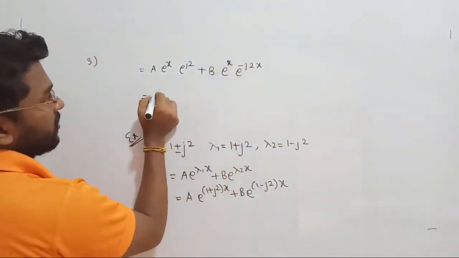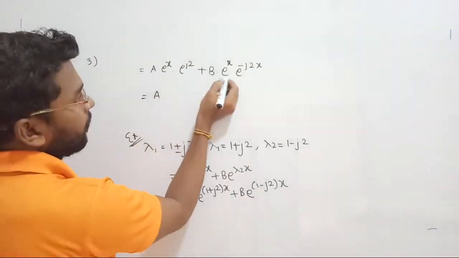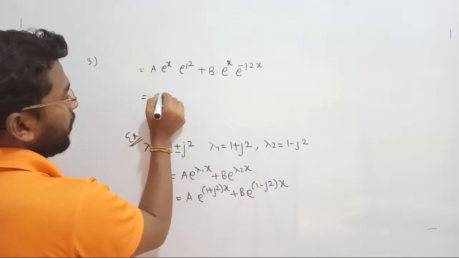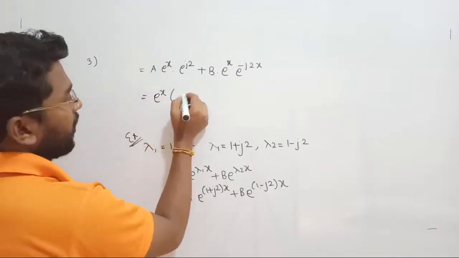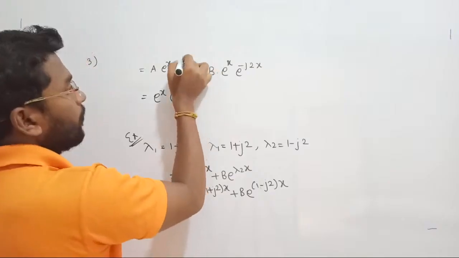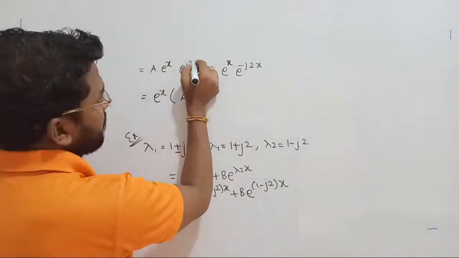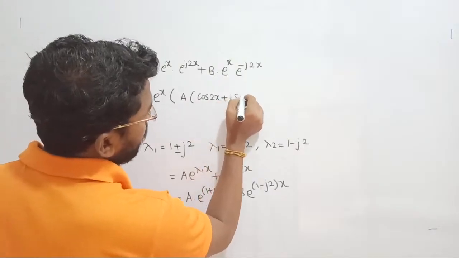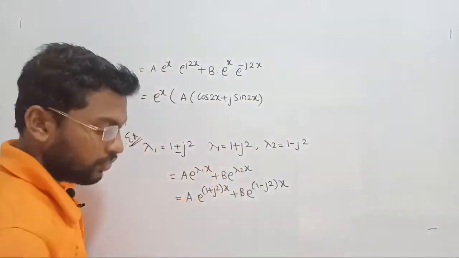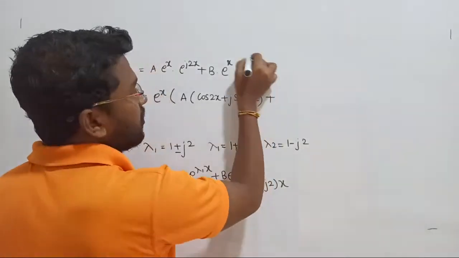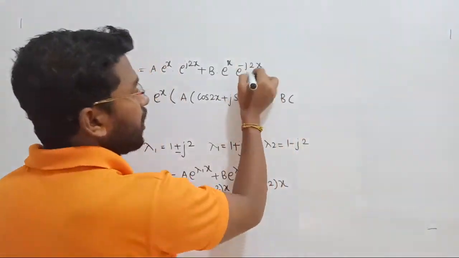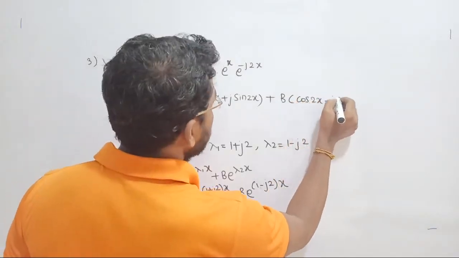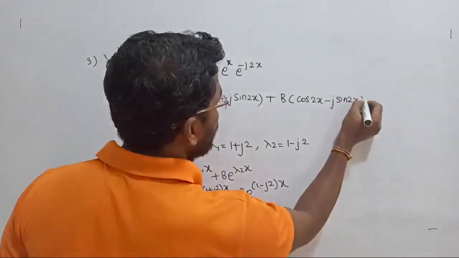Such that from this, you can take a into e power x common, வெளில எடுத்துக்கலாமா? See there, it is common for both of these terms. So e power x, you can take it out. In the bracket, it is going to be a into e power j2x, which can be written as cos 2x plus j into sin 2x. Is there any mistake? No. Similarly, the second term can be written as b into e power minus j2x, which is cos 2x minus j sin 2x. Exactly, that is also true.